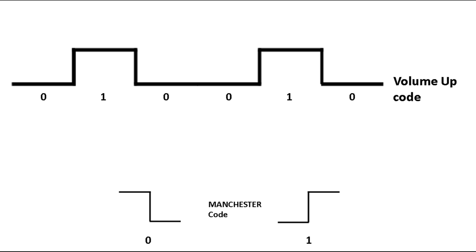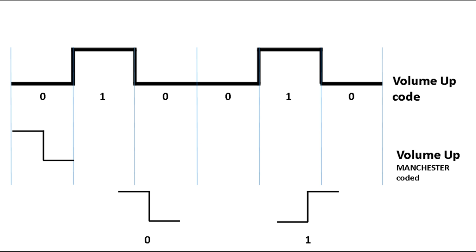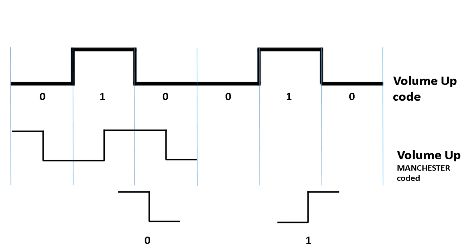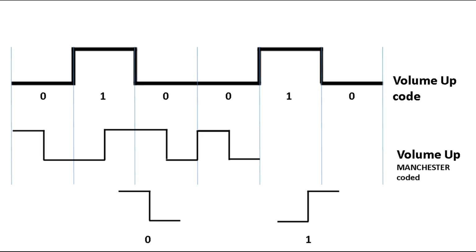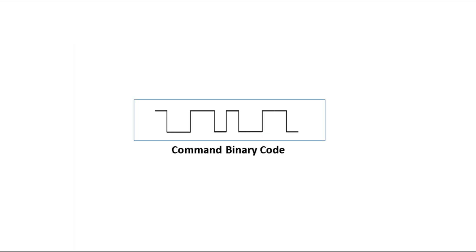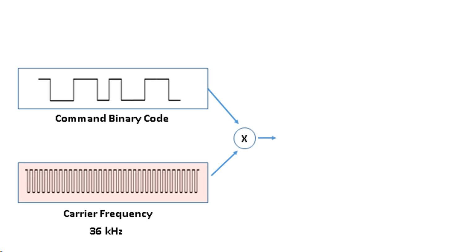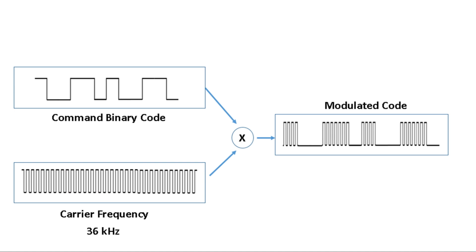Applying Manchester coding to the volume up code that we saw previously, bit 0 will be high voltage followed by low voltage. Bit 1 will be the opposite. Again, bit 0, one more time bit 0, and you get the idea. Another modification done on the binary code before it gets transmitted is to modulate the binary code with a 36 kHz signal, that is the frequency carrier you see here. So instead of having high level voltage, you have a train of pulses at 36 kHz.